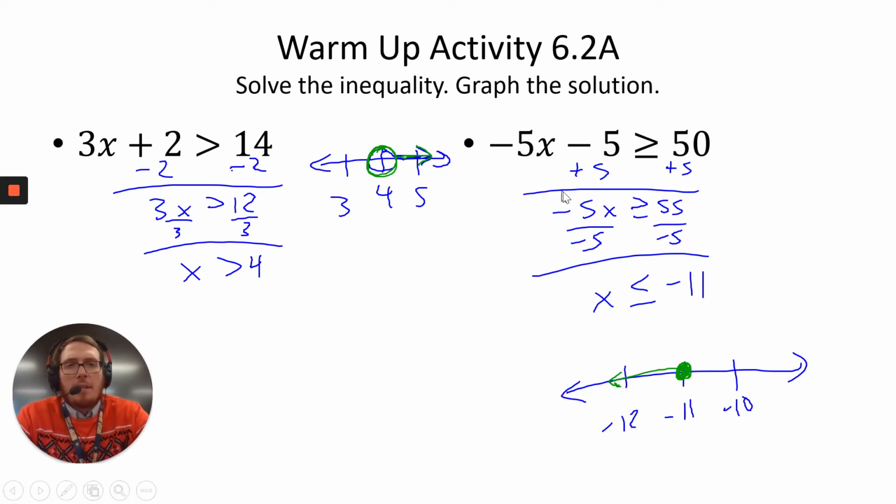The second one, the key piece, is after you add 5 to both sides, you're going to divide by the coefficient of -5. But when you do that, remember, that's going to flip the sign. The reasoning is because a negative times another negative would make a larger positive, so you have to flip the sign to make it a lower negative. That would be at -11, filled in circle because it has equal to, and then less than goes arrow to the left.